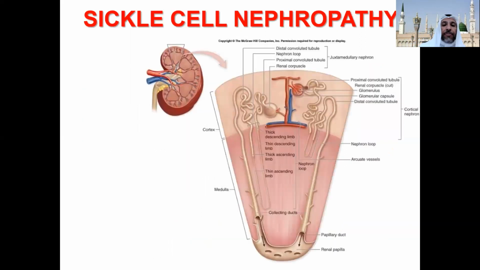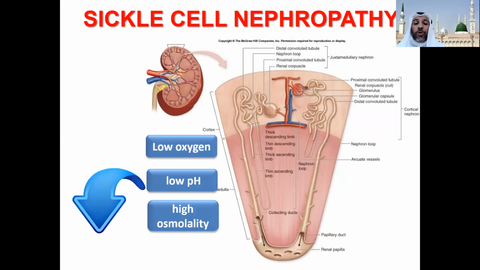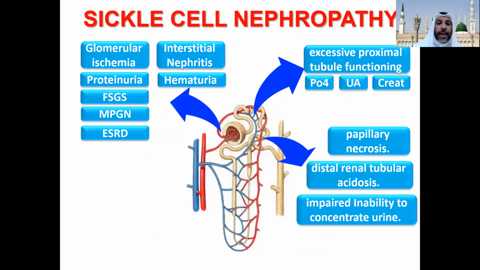As you are aware from the nephron anatomy and pathophysiology, the acidity, oxygenation, and osmolality are different for the different parts of the kidney. And sickle cell RBCs are sensitive to deoxygenation, acidity, and higher osmolality, where they go into sickling. That is why nephropathy happens more commonly in those patients.